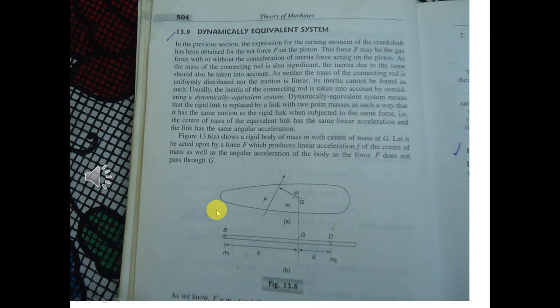So there are 3 conditions which I told you about. The first condition is this: the force F is to be the same. As the force F is to be the same, the sum of the equivalent masses m1 and m2 has to be equal to m to have the same acceleration. So the sum of m1 and m2, the point masses at B and D, must be equal to the mass m. So this is the first condition.